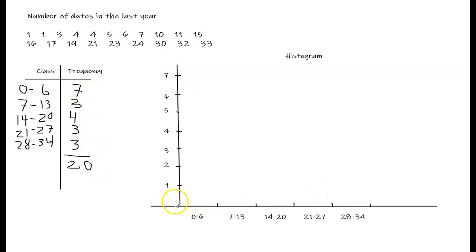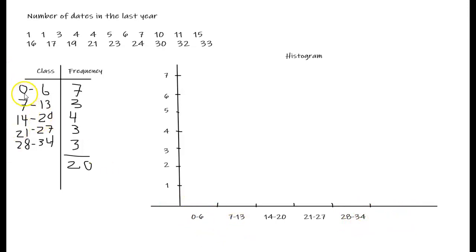And then on the horizontal part of the graph, that's my bottom line here, I'm going to make that my classes. Now there's about 3 different ways you can actually do this down here. And the book actually shows you some different ways. The way I like to do it is I like to put the actual classes like 0 to 6, 7 to 13 in the spots here that represent the actual classes. You can do that. You can actually do the midpoints of each class as well.